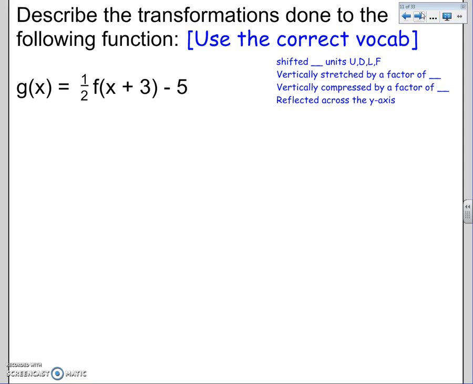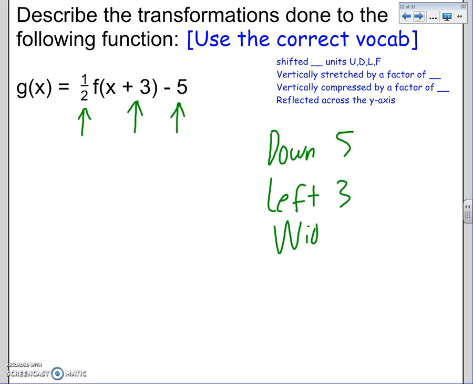Another one, same thing. Minus 5 would be down 5. Now, I don't say down 5. I say shifted 5 units down. This plus 3 is inside the x, that means left 3. But you don't say left 3, you say shifted 3 units left. And this 1/2, that makes it wider. But you don't say that, you say vertically compressed by a factor of 1/2. Right, so there's what I say in class, and there's how you say it correctly.